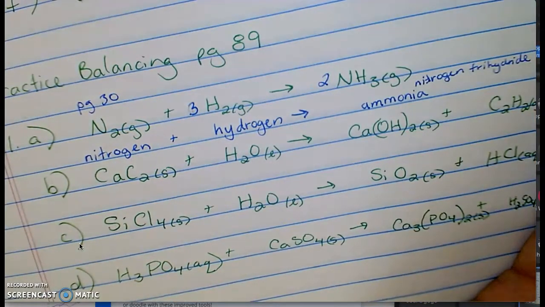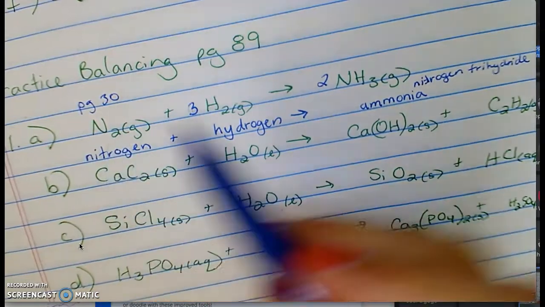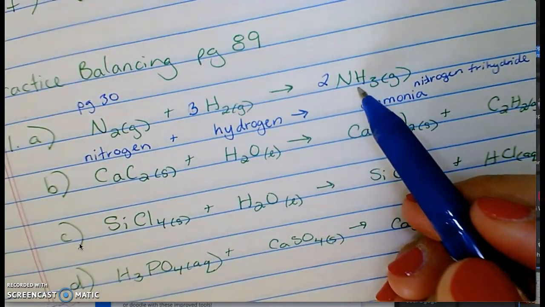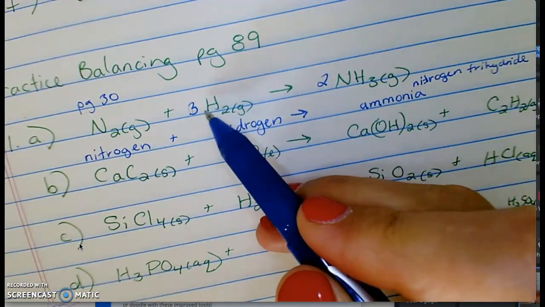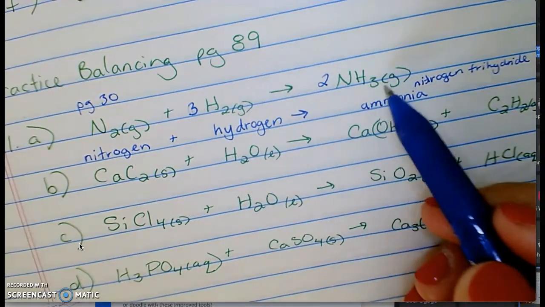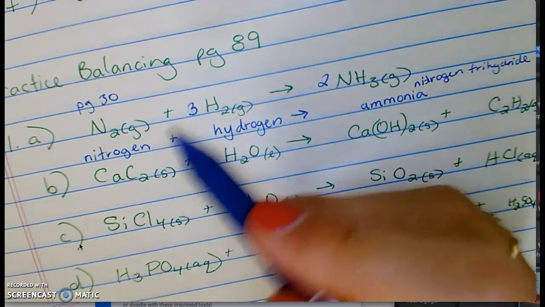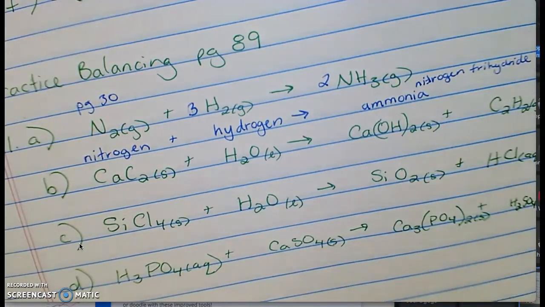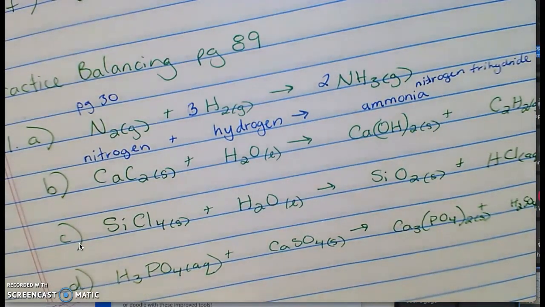So let's double check everything. 2 nitrogens. 2 times 1 is 2 nitrogens. Good. 3 hydrogen molecules, so we have 3 times 2 is 6. 2 times 3 is 6. Good. This one's balanced. And in terms of what type of reaction it is, let's put a different color.